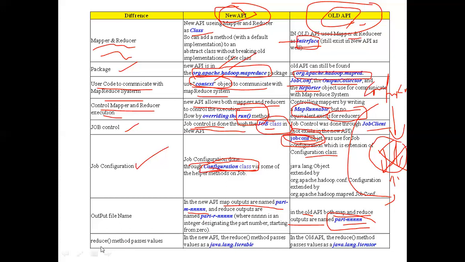The last difference is about how the reduce method passes values. There is one more difference. In the new API, the reduce method passes values as a java.lang.Iterable. In the case of the old API, the reduce method passes values as a java.lang.Iterator. The old one passes the values as java.lang.Iterator, and the new one passes the values as java.lang.Iterable. We will see the differences between Iterable and Iterator in future classes.